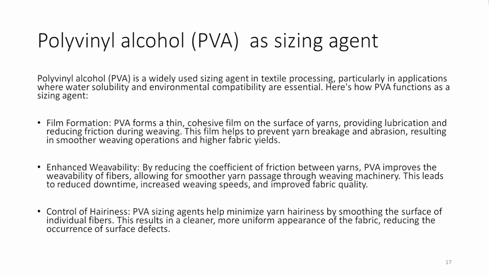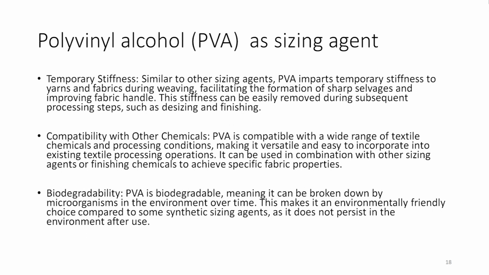Control of hairiness. PVA sizing agents help minimize yarn hairiness by smoothing the surface of the individual fibers. This results in a cleaner, more uniform appearance of the fabric, reducing the occurrence of surface defects. Temporary stiffness. Similar to other sizing agents, PVA imparts temporary stiffness to yarns and fabrics during weaving, facilitating the formation of sharp selvages and improving fabric handle. This stiffness can be easily removed during subsequent processing steps such as desizing and finishing.